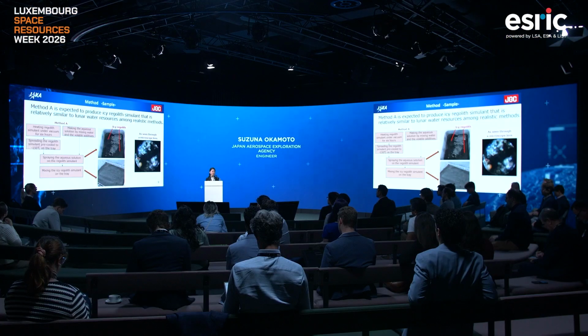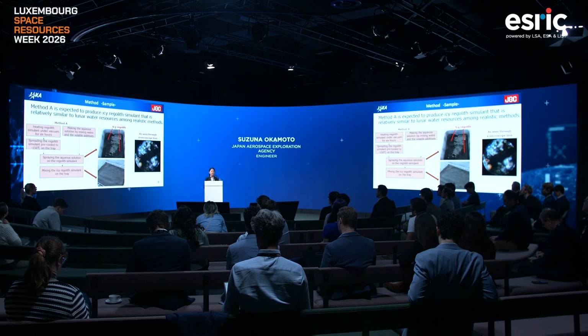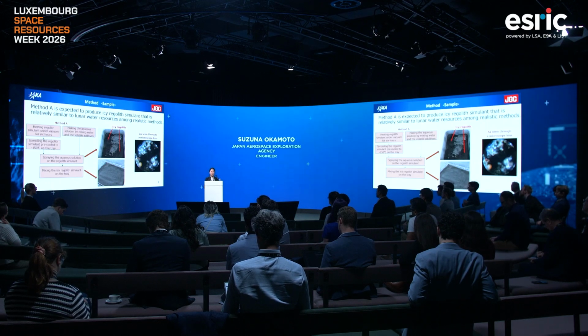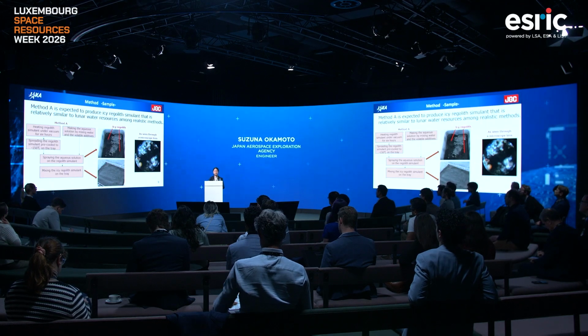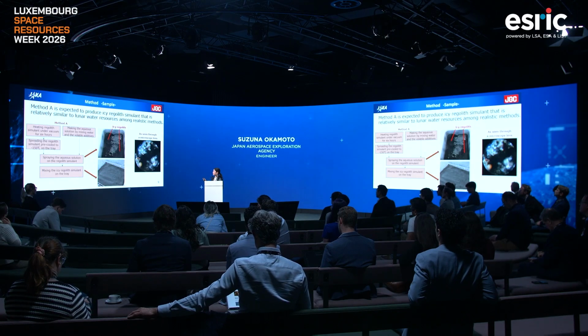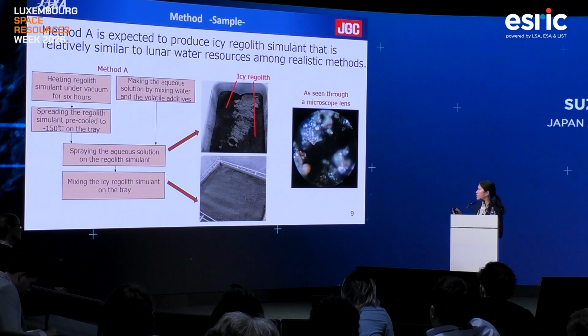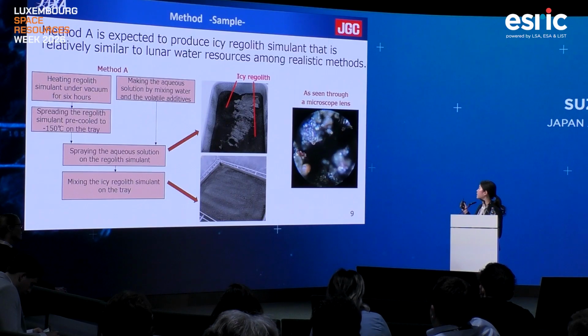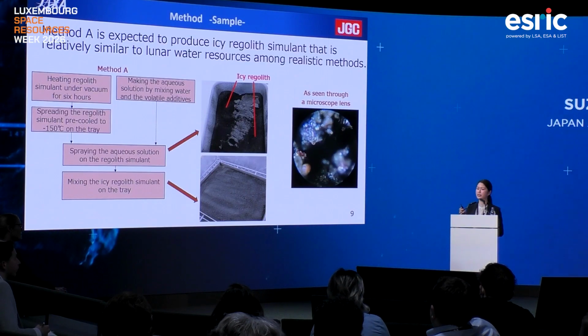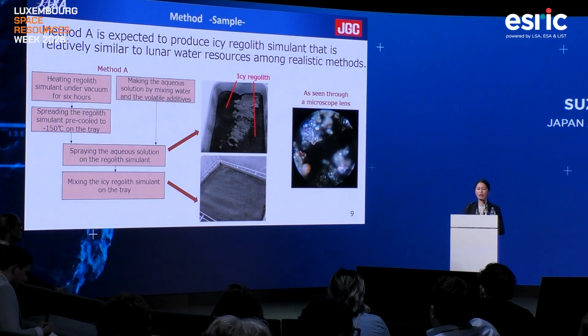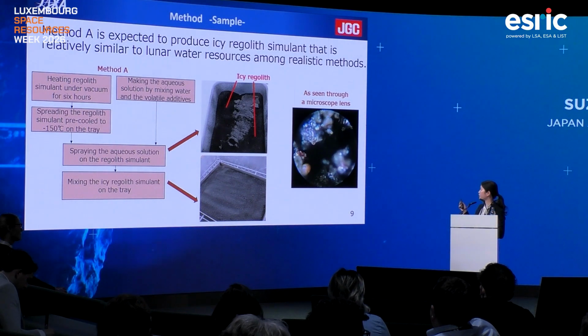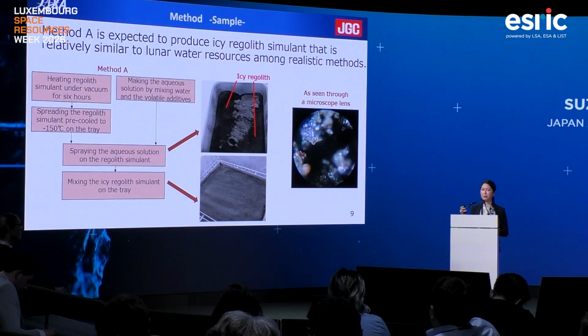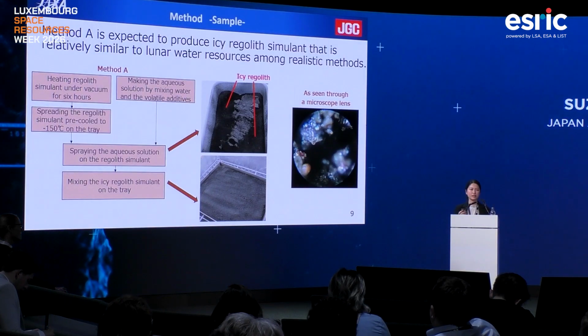That state is shown in the upper image. We can see some black parts, and they are the regolith simulant coated with icy aqueous solution. And after mixing them, it becomes the uniform state like the image below. And the right image is a state seen through a microscopic lens. Most of it, we can see the regolith simulant, but we see some blurred parts. There, the ice is starting to melt.